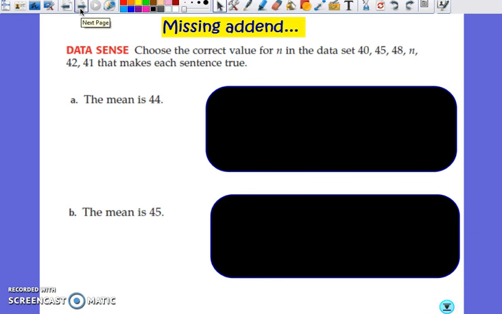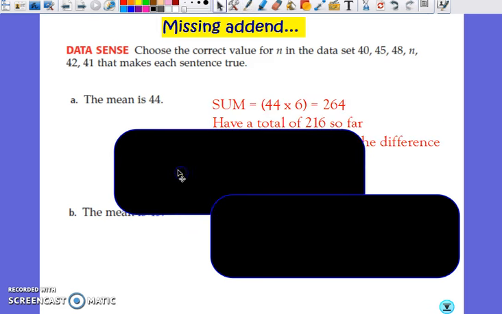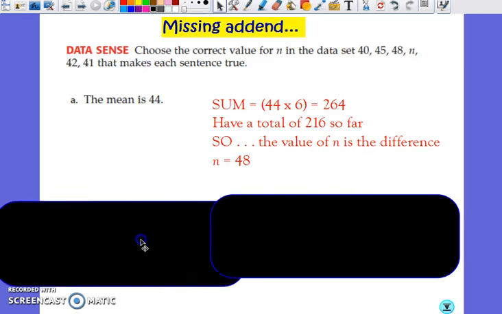Okay, missing addend. We will go over this a little bit tomorrow as well, but we need to choose the correct value for n in the data set. So it's giving you the mean and it's giving you all these numbers and you need to come up with n. Well, if you think about it, if you add up all those numbers, including n, and then divide by the number of numbers there are, remember n is a number, you should get 44. Now, because you guys are so smart, you guys could set this up like an equation.